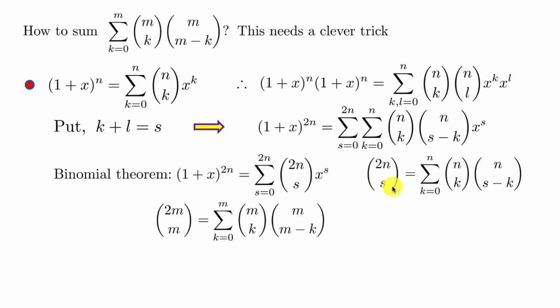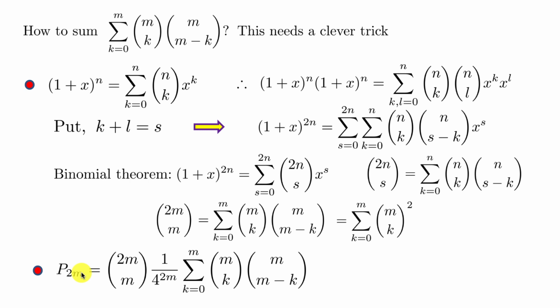Well, let's choose that to be m. So we have m over here, k, and then instead of s, we have m minus k. But here, you notice that this thing and this thing are exactly the same. This is m over k factorial into m minus k factorial, and this is exactly that as well. And so what we have is the square, m choose k squared. We've therefore succeeded in summing this series and found that p2m is equal to this, which is, of course, as we've just established, equal to this thing squared.